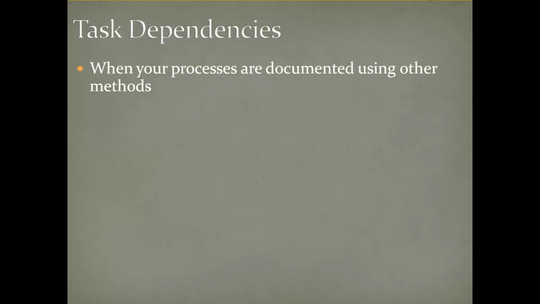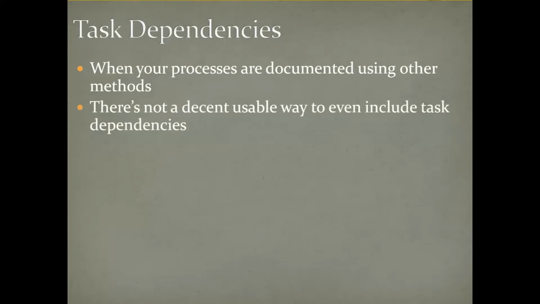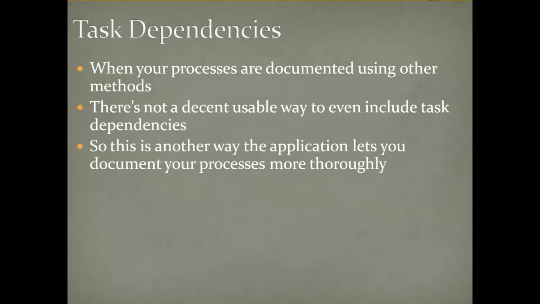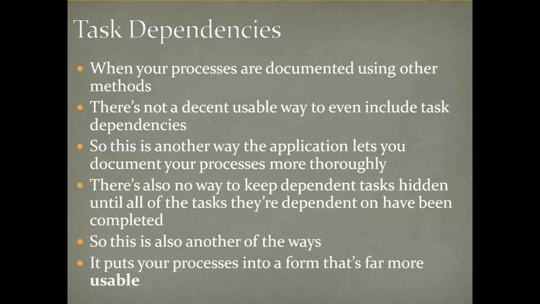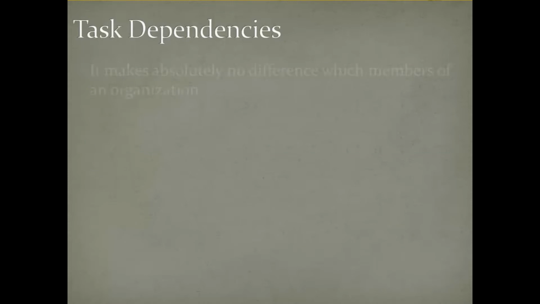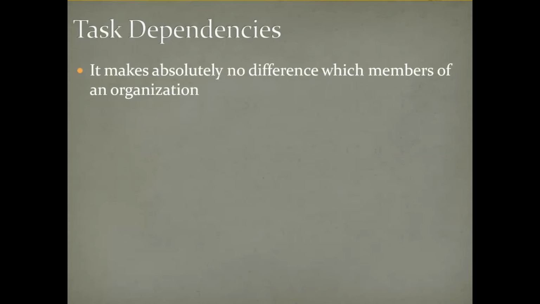When your processes are documented using other methods, there's not really a decent usable way to even include task dependencies. So this is another way that the application lets you document your processes more thoroughly. And using other methods, there's also no way to keep dependent tasks hidden until all of the tasks they're dependent on have been completed. So this is also another one of the ways it puts your processes into a form that's far more usable.